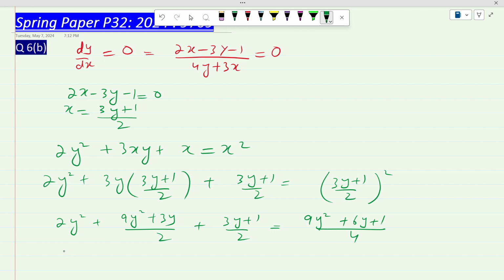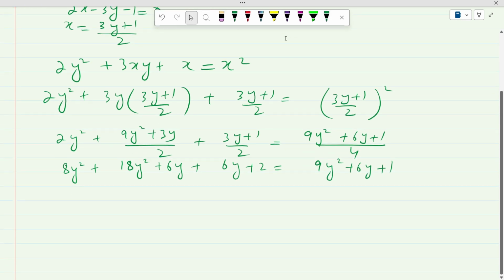So 4 times 2 gives 8y squared, and on the left hand side when multiplied, 4 cancels with 2, so 2 times 18y squared plus 6y plus 2 is equal to 9y squared plus 6y plus 1. Now we have a fraction-free expression.